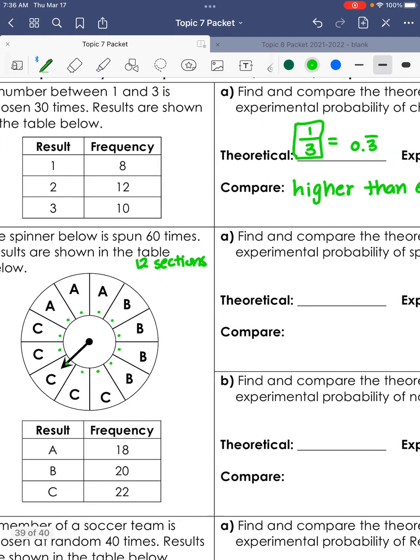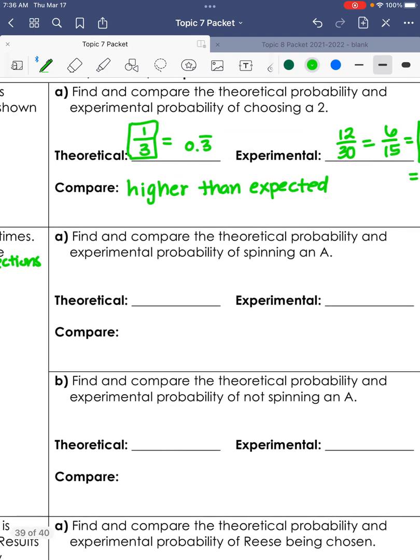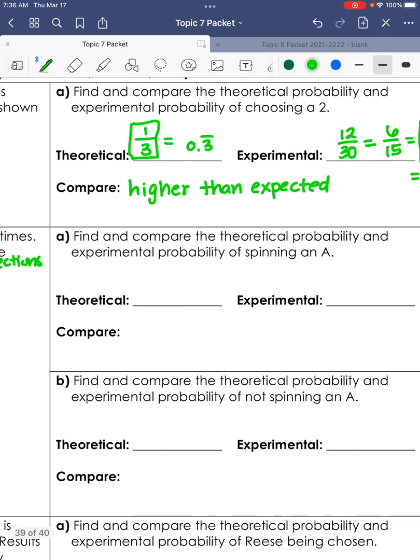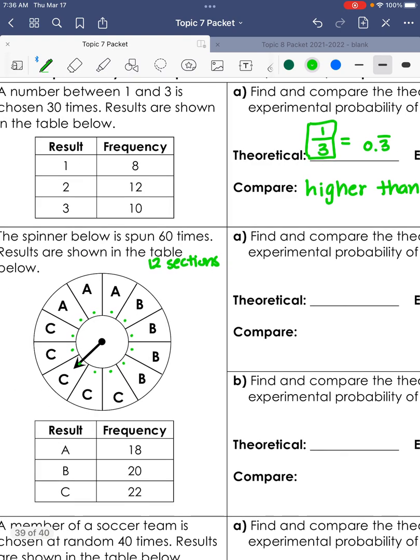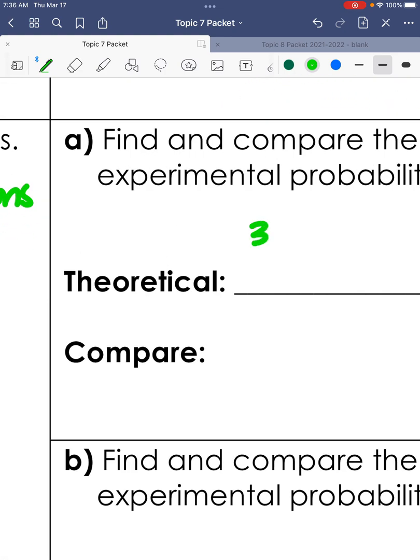Okay, and we want to know the theoretical probability of spinning an A. So how many favorable outcomes are there for spinning an A? Well, when I look here, I've got 1, 2, 3 A's. So we've got 3 favorable outcomes over 12 total outcomes. So 3 over 12. That reduces. 3 goes into both of these numbers. 3 divided by 3 is 1, and 12 divided by 3 is 4.